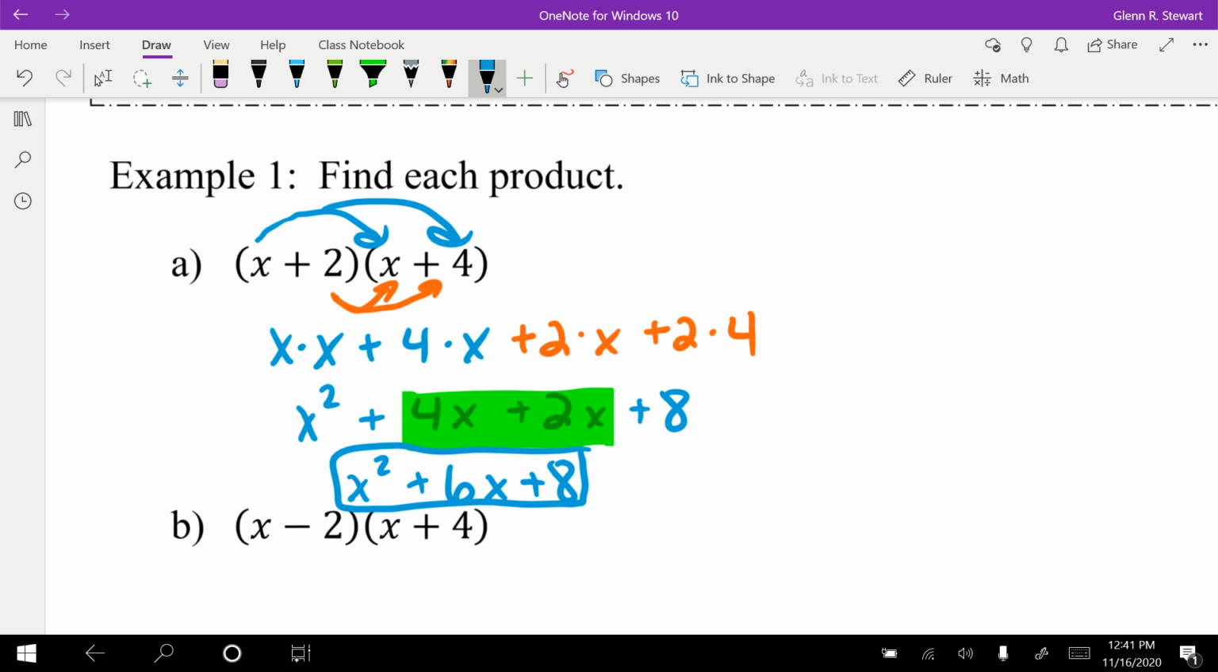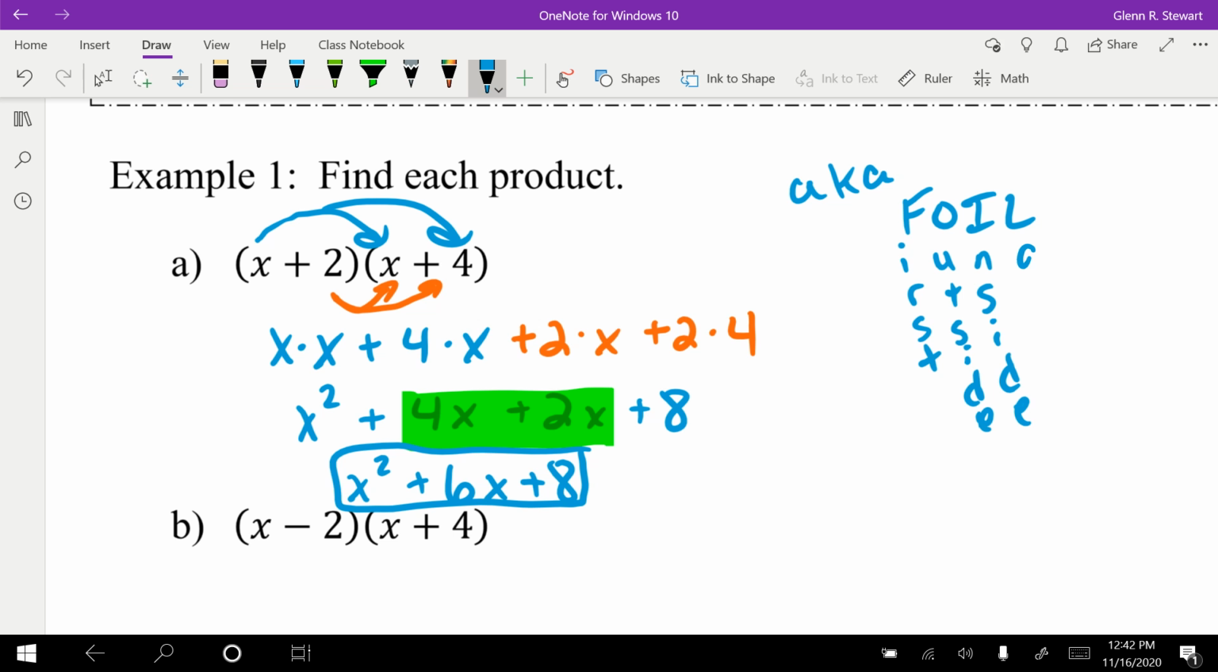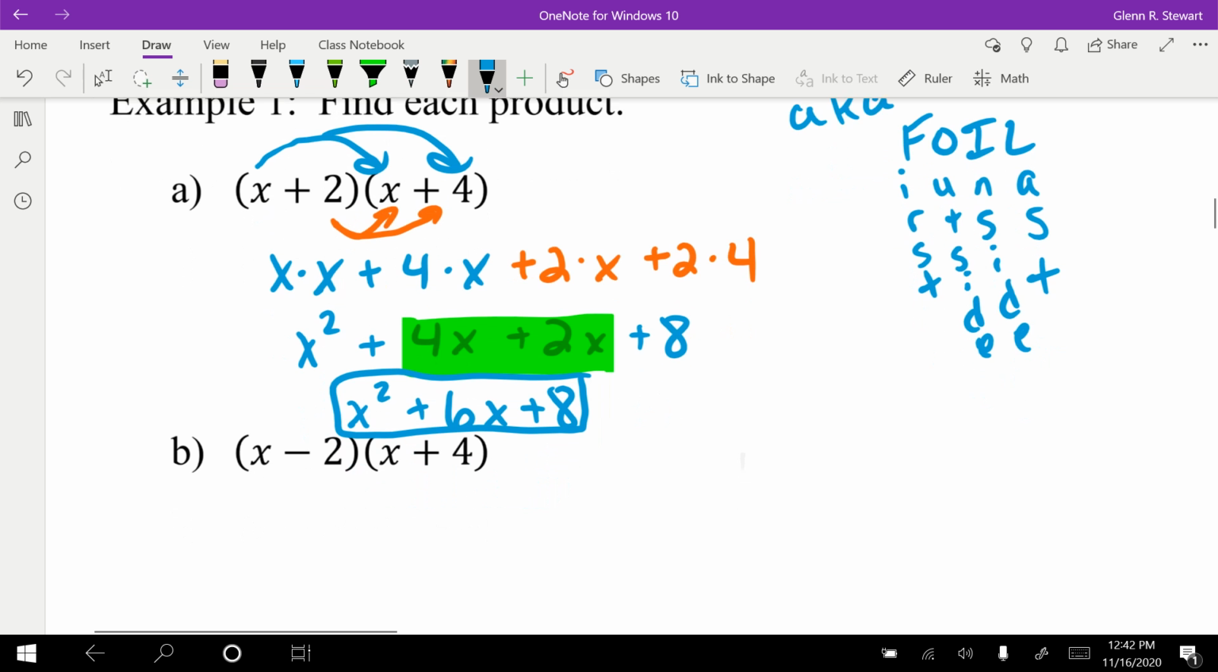They also call this, aka, FOIL method. FOIL stands for first, outside, inside, last. And as you can see, if you multiply the first two, and then you multiply the outside, you get the 4x, then you multiply the inside to get the 2x, and then you multiply the last two, which is 2 and 4, to get the 8. But I like double distribution, it is so much easier.